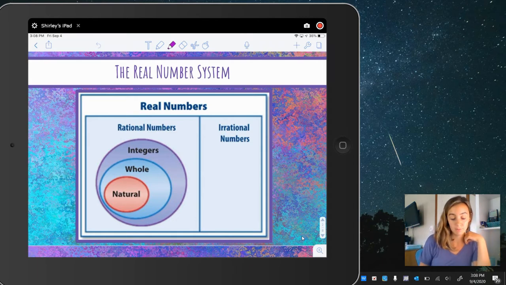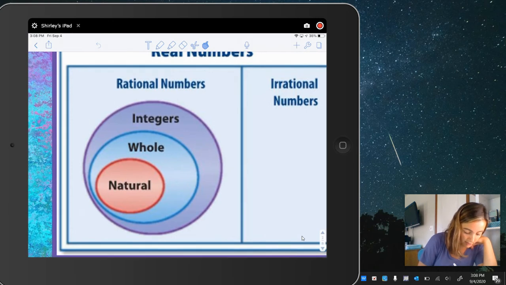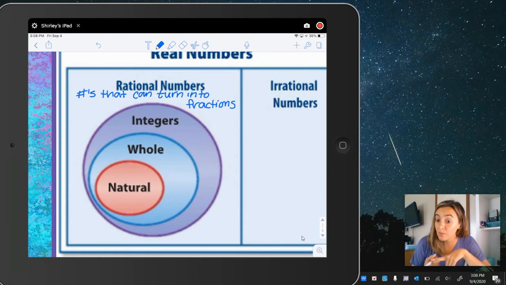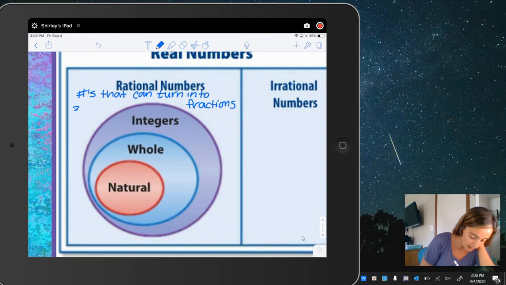Then I get to rational numbers. Rational numbers are numbers that can be written as fractions. So, numbers that can turn into fractions. Okay, so that includes whole numbers, that includes negative numbers, decimals, fractions, square roots, anything that you can rewrite as a fraction. Okay, so if we go through some examples, 3 is a rational number.